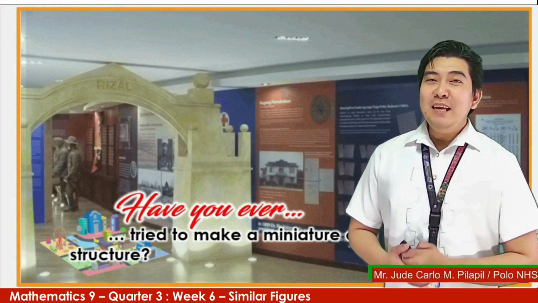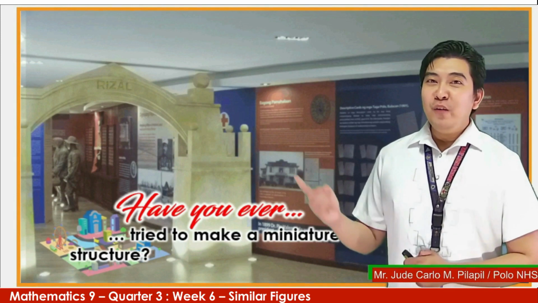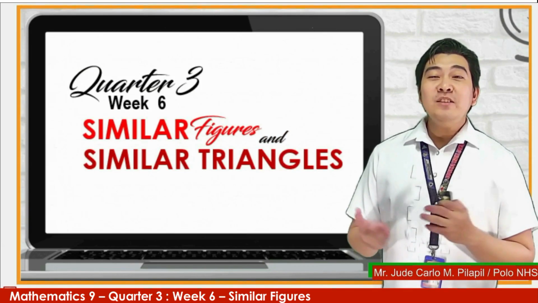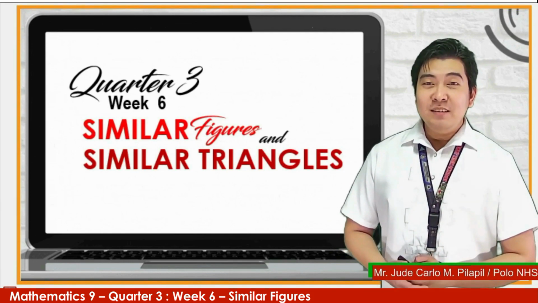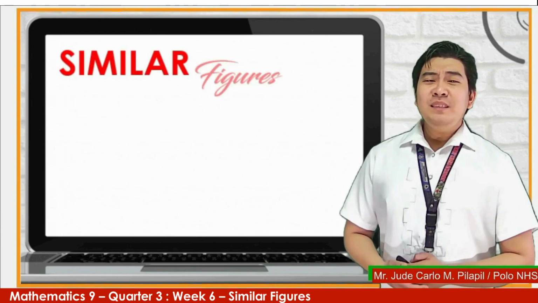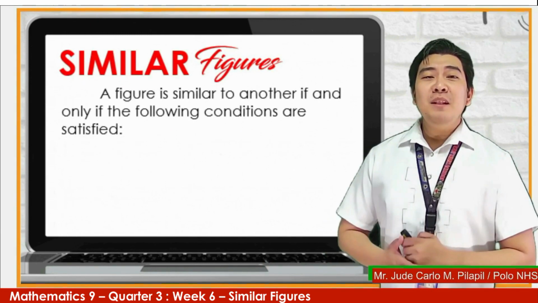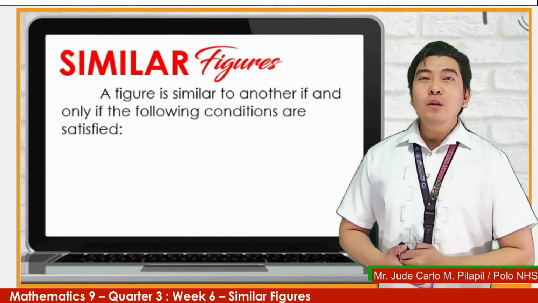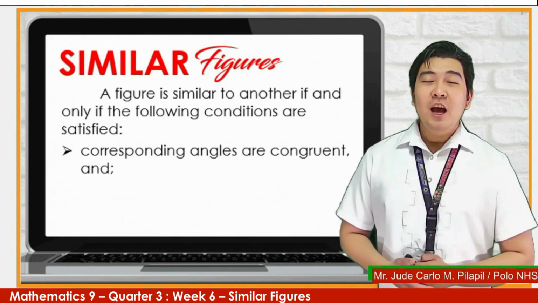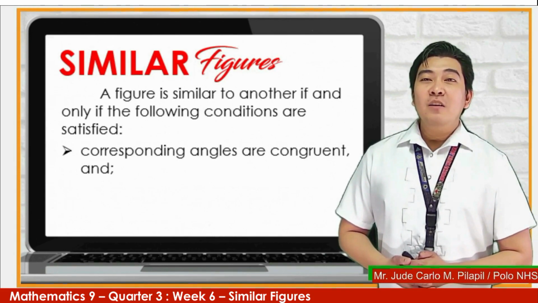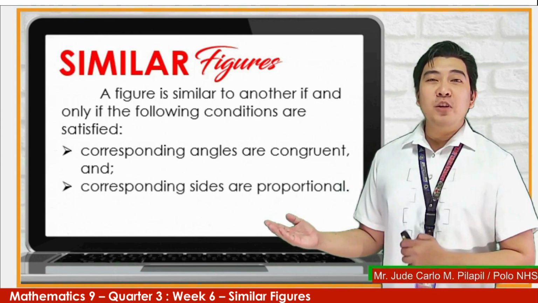Did you know that in Museo ng Valenzuela, you can find a life-size image of Arcong Bato? These questions that I presented you a while ago are some of their applications. But when can we say that figures are similar? A figure is similar to another if and only if the following conditions are satisfied. The first one, corresponding angles are congruent. And the second one, corresponding sides are proportional.